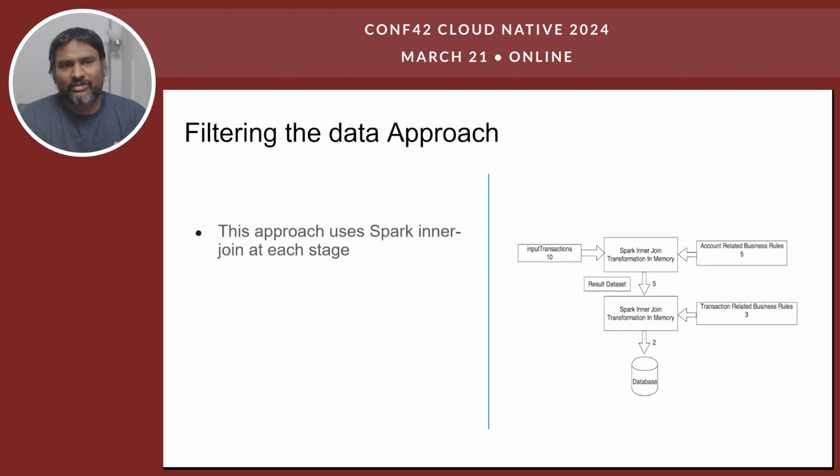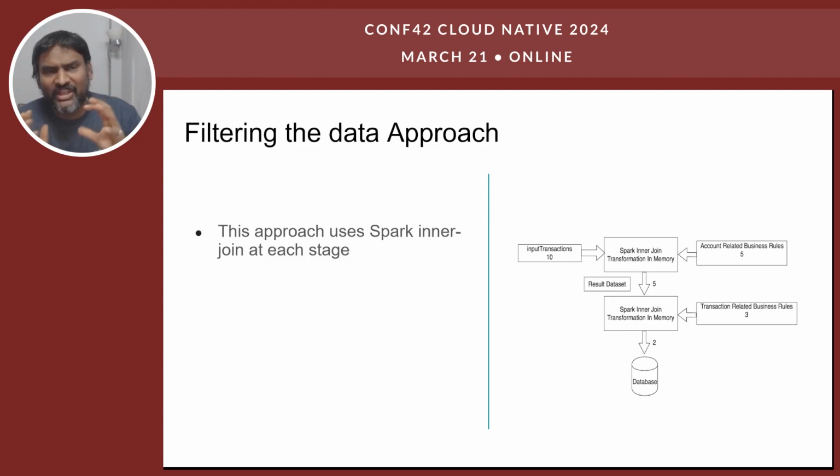Even though we operate with millions of transactions, just for establishing the fact, let's take 10 transactions as what we are dealing with in this example. When we read those transactions and apply some account-specific business rules using Spark's inner join, what happens naturally is it filters out the ones which are not matching. So transactions which are not matching, in this example 5, are gone. The 5 go to the next stage, and we do the same with the transaction-specific business rules, applying Spark's inner join in memory, which filters out 3 of the transactions which are not matching. Finally only 2 make it to rewards computation, and let's assume the 2 are really eligible transactions, and we are computing earn for those.